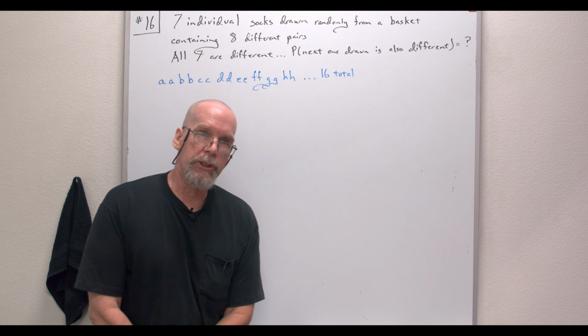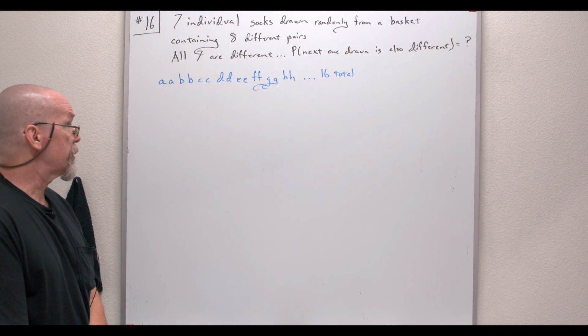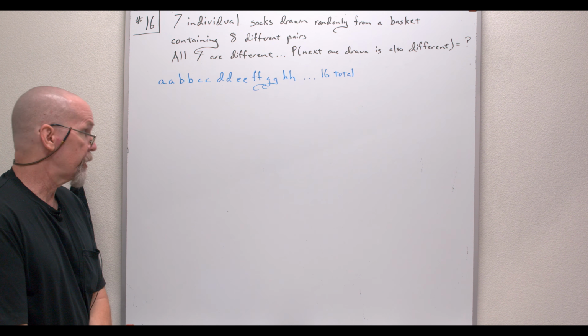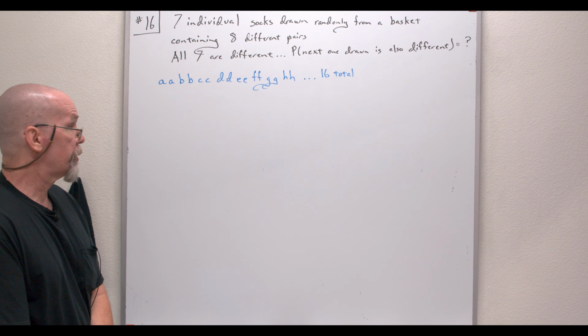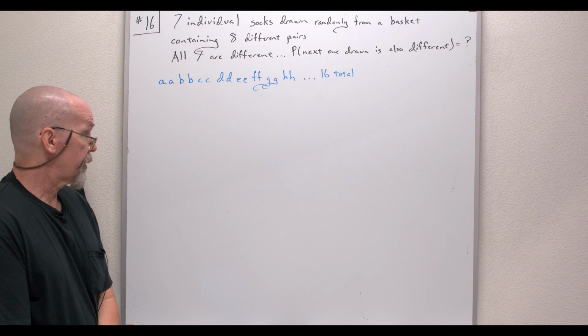So we are up to number 16. Number 16 involves 8 pairs of socks. They gave you slightly different numbers than the one in the book I'm using, but we're changing it to 8 pairs of socks, all of which are different, I'm assuming in color. These 8 pairs of socks are in a basket of some kind.